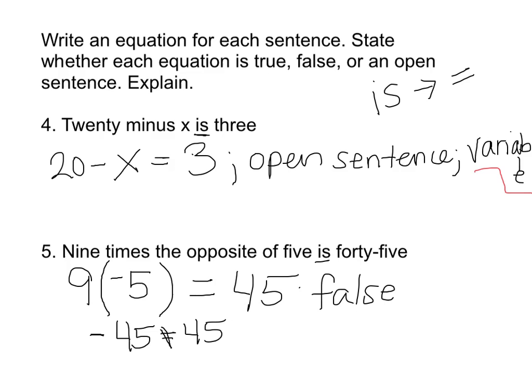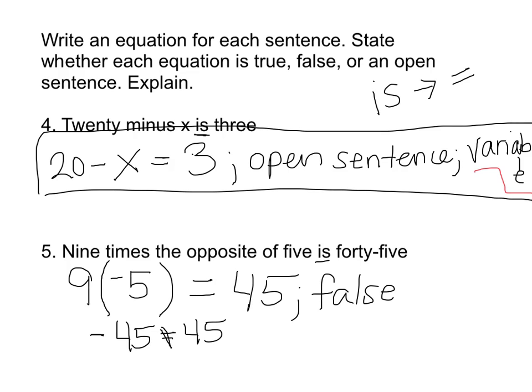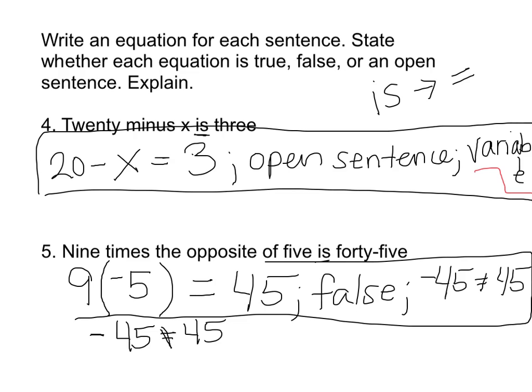for my answer. Sorry, I forgot to put a box. This is your whole answer. You need to write this whole thing on your sheet. So for this one, I need to write the equation, false, and then I need to write negative 45 does not equal 45. Put a box around that whole thing because the whole thing is my answer. You must have a box around your answer.